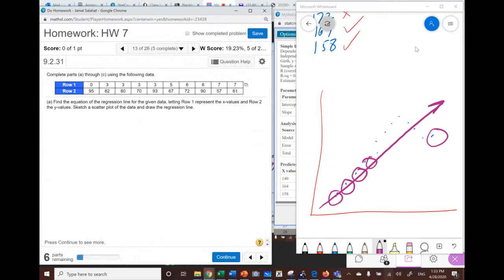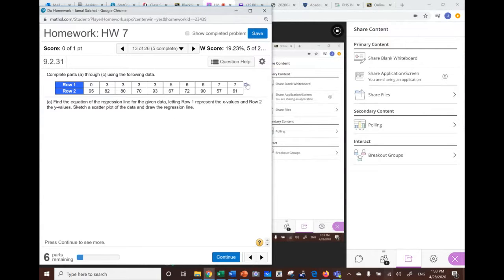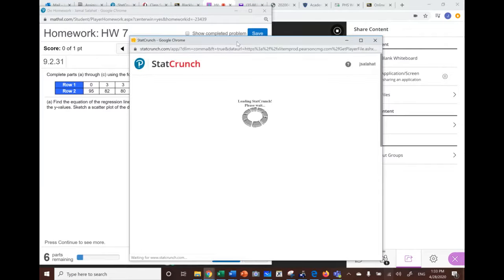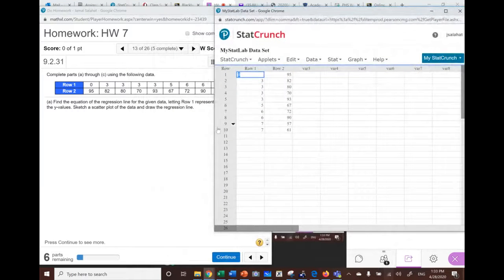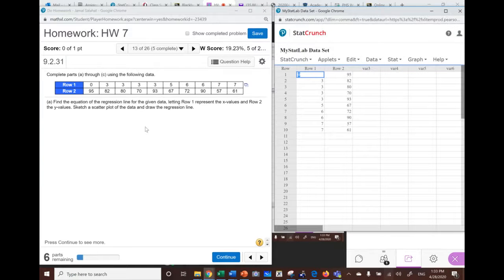Now, let me do number 13. In number 13, it seems like all of those problems, they come up with, copy into StatCrunch, open in StatCrunch. That will make life so easy for us. And in here it says, find the equation of the regression line for the given data, letting row 1 represent the X variable and row 2 represent the Y variable.